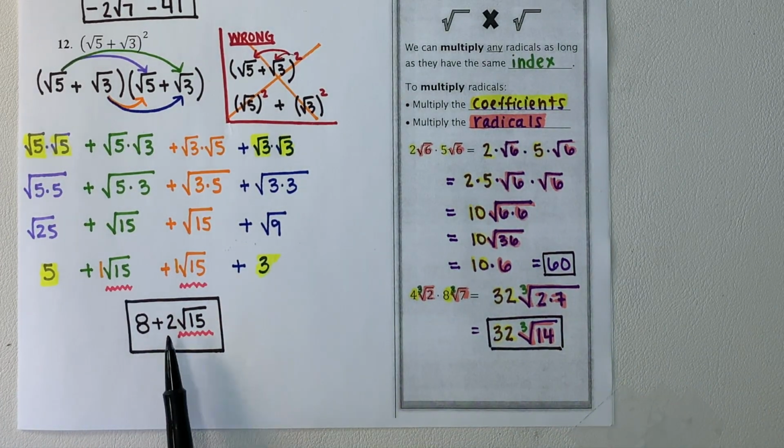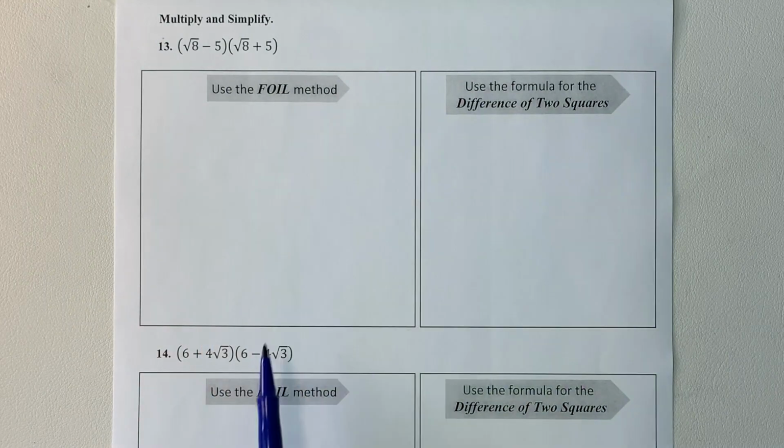Now, 8 and 2 square root of 15 are not like radicals or like terms. They can't be combined any further because this has a radical base and this number does not. Let's take a look at these last two examples.